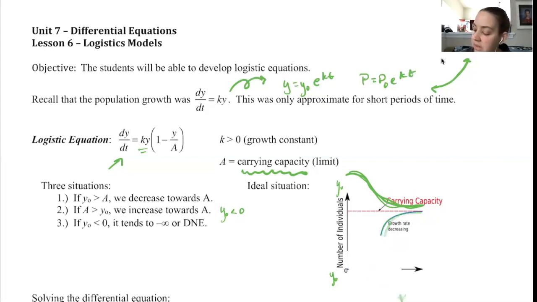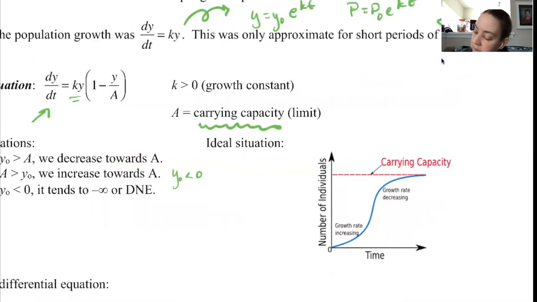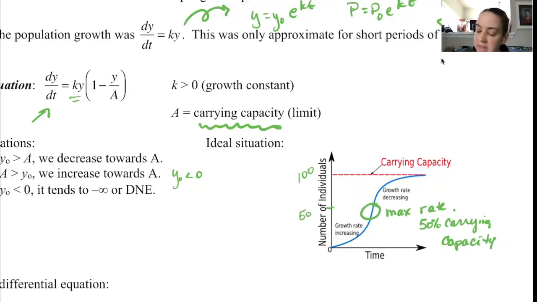So let me erase this off of here again. One thing to note: the maximum growth rate, I'm seeing this on released AP questions, is at 50% of the carrying capacity. When you look at this picture, it's where the slope is the steepest. So say your carrying capacity is 100 whatevers, then the maximum growth rate happens when your population is at 50, whatever it might be. So max growth rate, 50% of the carrying capacity.